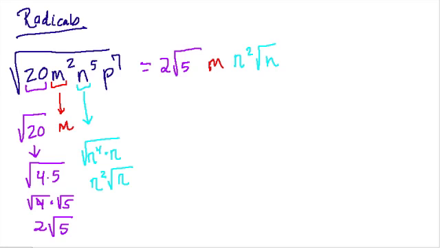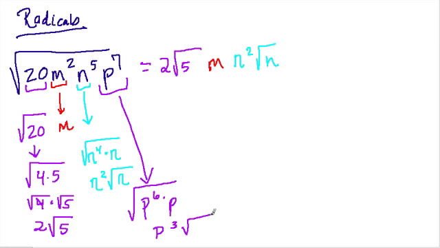And then last we have p to the 7th. I'm going to think of that as the square root of p to the 6th times p. So the square root of p to the 6th is just p to the 3rd, times the square root of p. We don't know what that is. And then we'll write that up here: p to the 3rd times the square root of p.